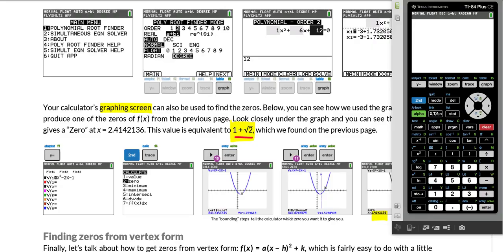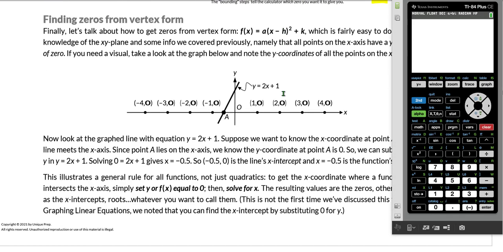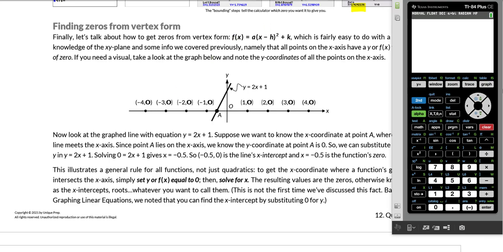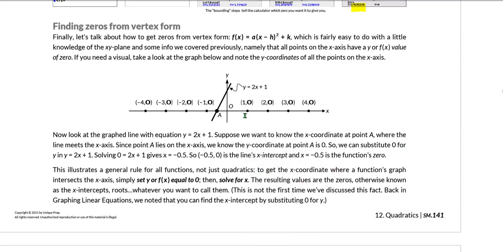As of this point, we have gone through finding zeros from intercept or factored form. We have gone through finding zeros from standard form and a few different ways to do that. What we have not addressed is how we find zeros from vertex form, although we have indirectly talked about this already. So down at the bottom of the page here, we're going to move into finding zeros from vertex form.